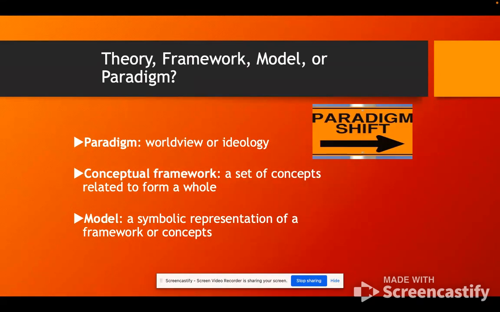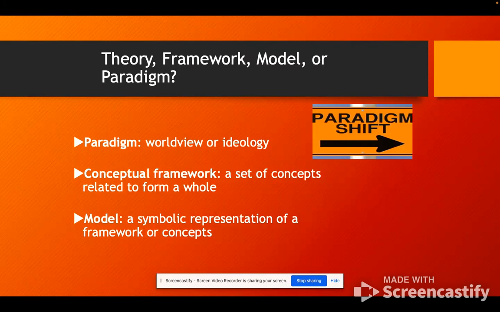So in looking at theories, we can actually look at, is it a theory, is it a model, or is it paradigm? A paradigm is actually going to be a worldview of the ideology. It's a way of thinking that's shared by a community that are studying, working on the same type of phenomena. The conceptual framework, that's a set of concepts related to form a whole. And they tend to be broader, more philosophical than your actual theories.